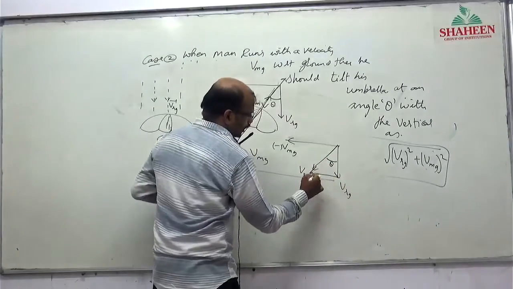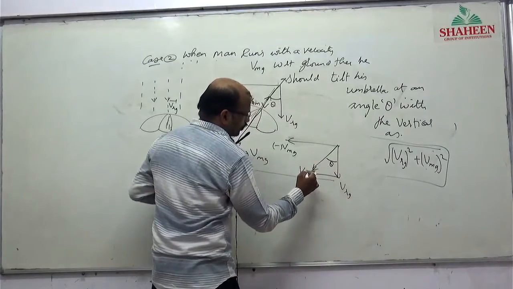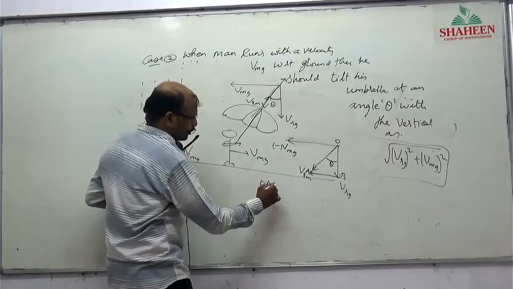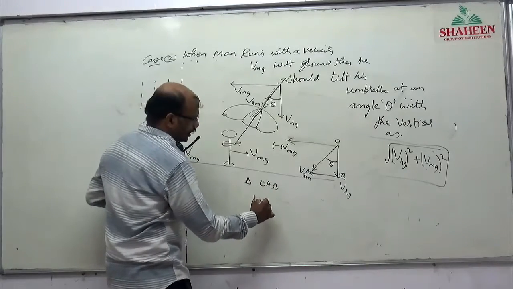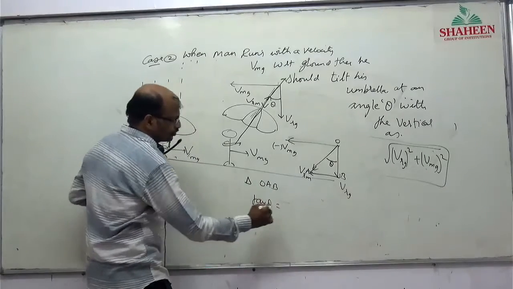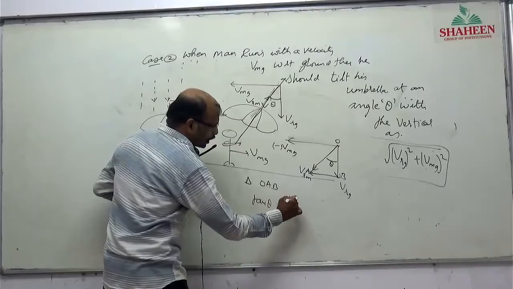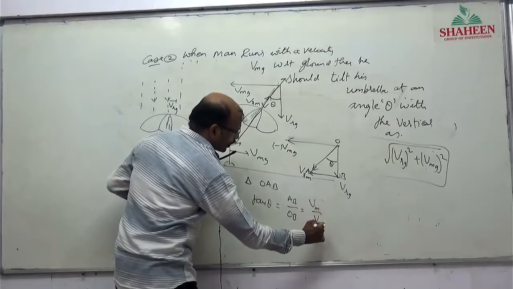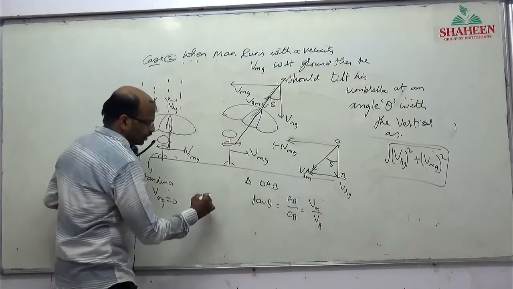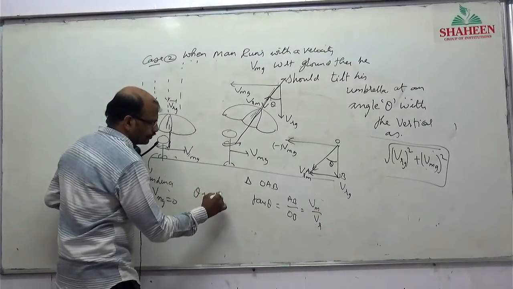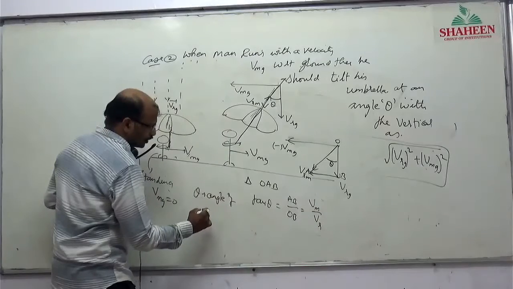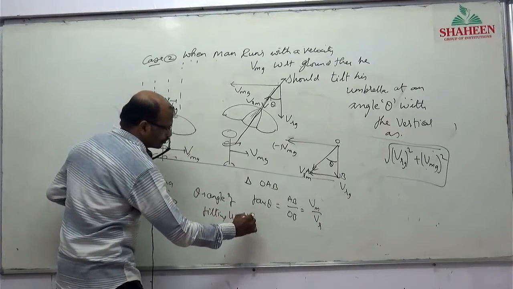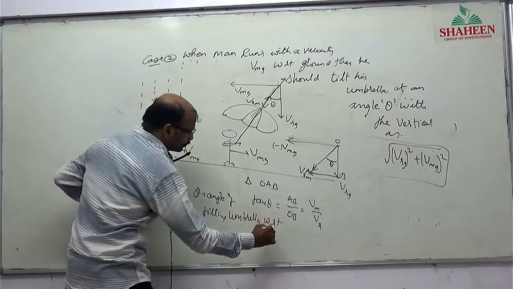So right angle triangle. So tan theta in triangle OAB. Tan theta is AB by OB. That is, AB is Vm by Vr. This theta is the angle of tilting of the umbrella with respect to vertical.